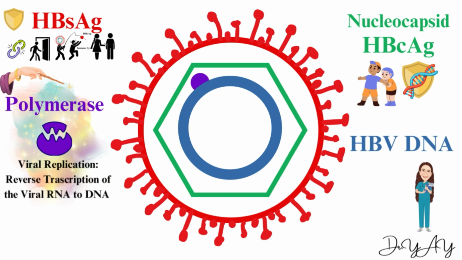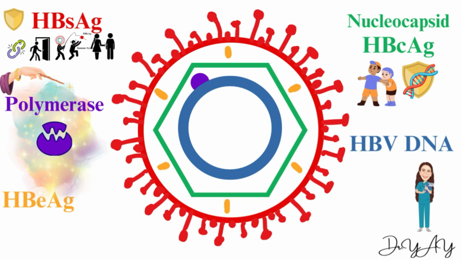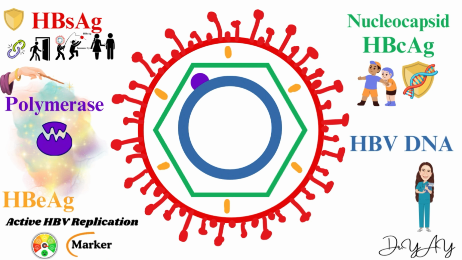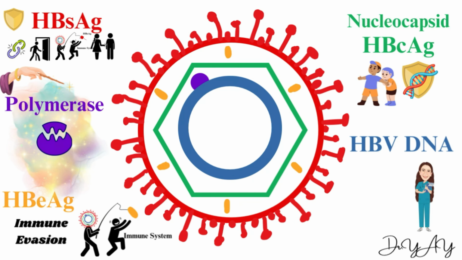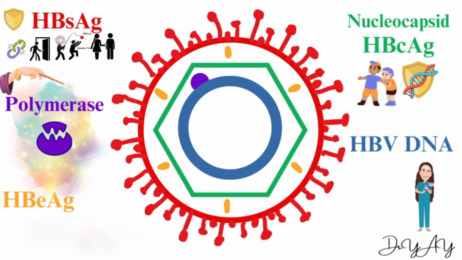will see later. And finally, this is the hepatitis B E antigen, which is a secretory protein derived from the pre-core protein, and this doesn't have a structural role, but it is produced during the active viral replication, and so it's used as a marker indicating high viral replication. In addition, it can evade the immune system and induce tolerance, as we will see later.